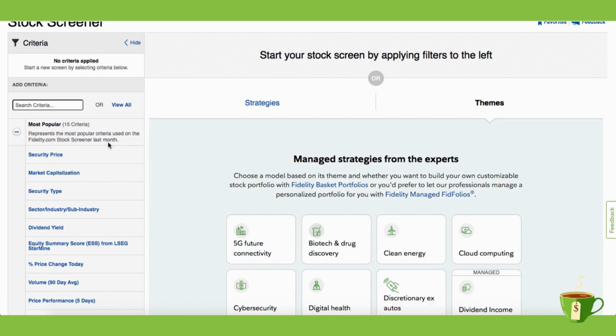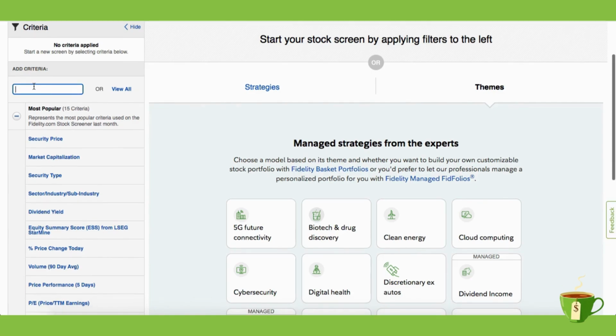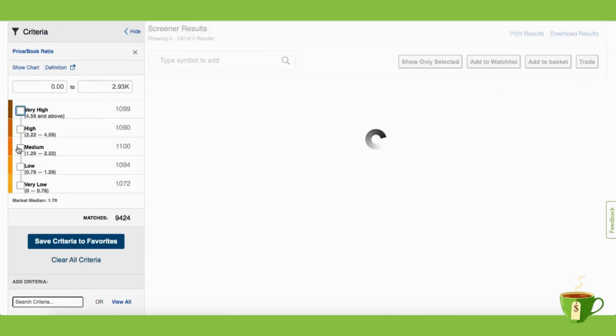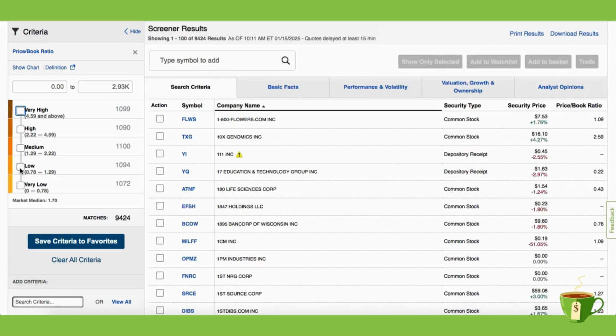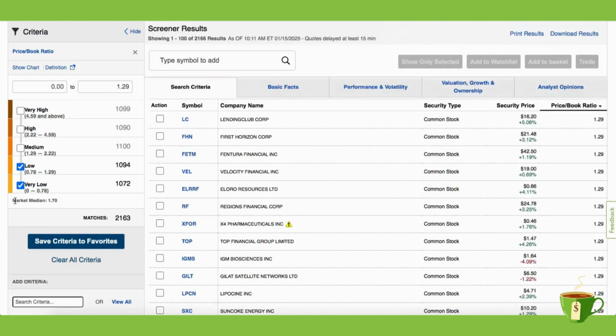So I already told you that I like to find a low price to book ratio. And so in add criteria, I'm going to do price to book. So below 1 would indicate undervalued. So we're going to click low and very low. That is, for me, one of the biggest things that I want to see with a value company, because I don't really consider it value if I'm paying more than the company's worth. That just doesn't make sense to me.